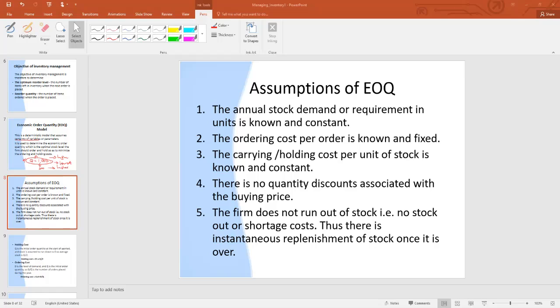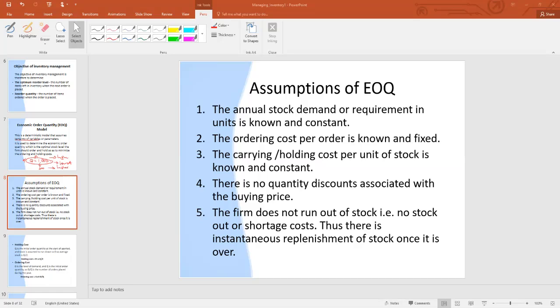As per what the model is assuming, we need to assume it holds. Then the firm doesn't run out of stock. There is no stock-out cost. That implies that there is no point in time where there will be a chance that you run out of stock. And that implies there will be what we call instantaneous replenishment of commodities by suppliers. Once you make the order, the supplier is going to deliver immediately. That's an assumption that you're making, which may not actually hold.